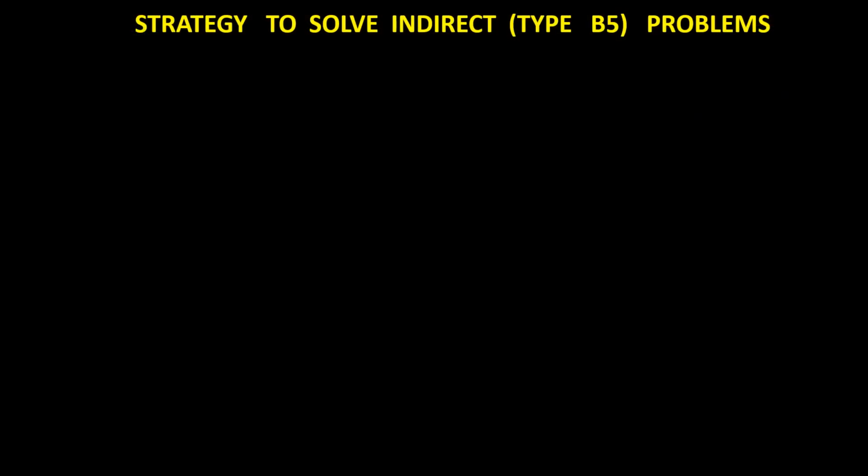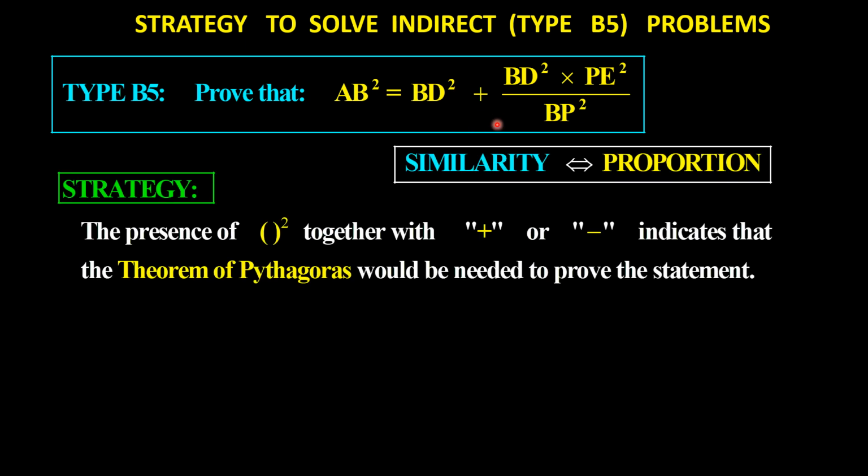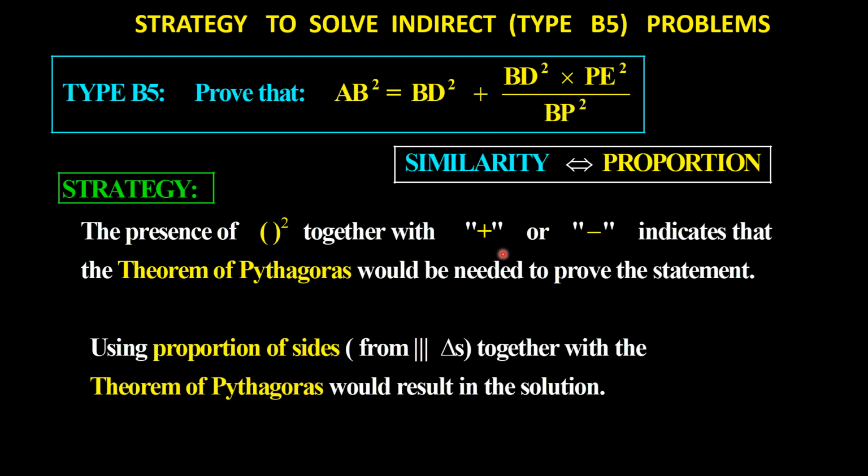Now let's consider the last type of indirect problem, B5. And this is the type of problem that we have here. If we notice, we've got squares and squares, but normally we multiply, here we've got addition involved. So when we have squares together with addition, usually that is an indication that we need to apply the theorem of Pythagoras. Look here, AB squared is BD squared plus another square, or we can sometimes even have subtraction. So this is the indication that we will need Pythagoras to solve this problem. And we're still going to use our proportion or similarity concept together with the theorem of Pythagoras.